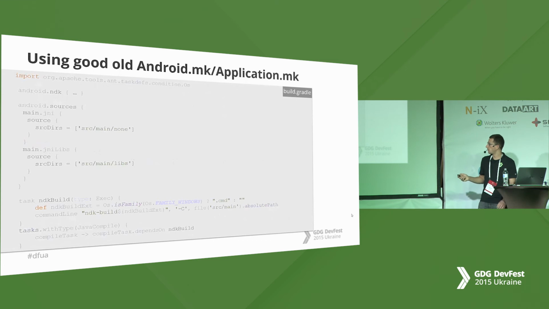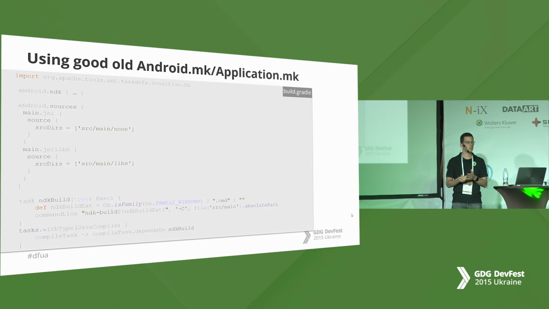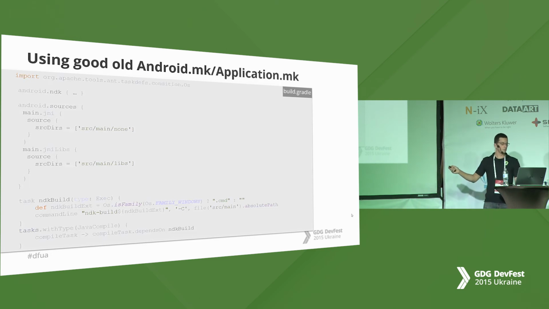Now, you can get this snippet later, but it describes how, instead of using the built-in NDK build call, you can use the makefiles and call ndk-build yourself. So you can define the JNI sources to be somewhere you don't have any sources, so they will not be compiled. You can define the JNI libs, so the folder from which the .so files will be integrated into your APK, to be src main libs, because that's where the NDK build script will generate your libs by default. And then you can declare a small task to call ndk-build from your source directory.